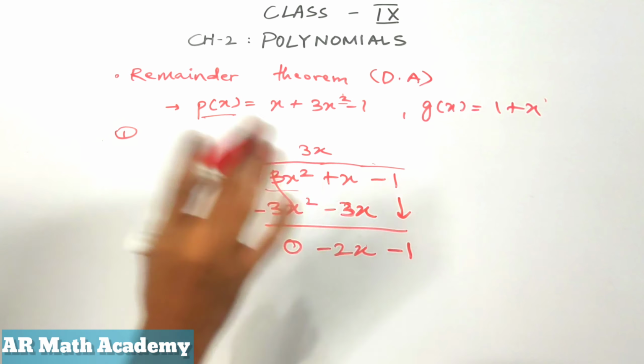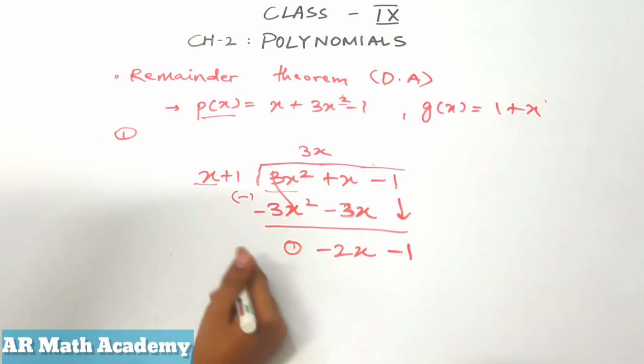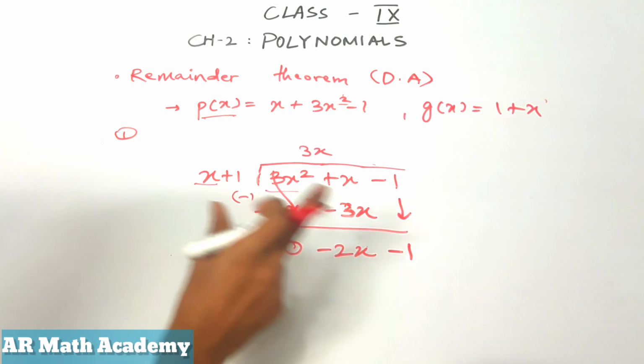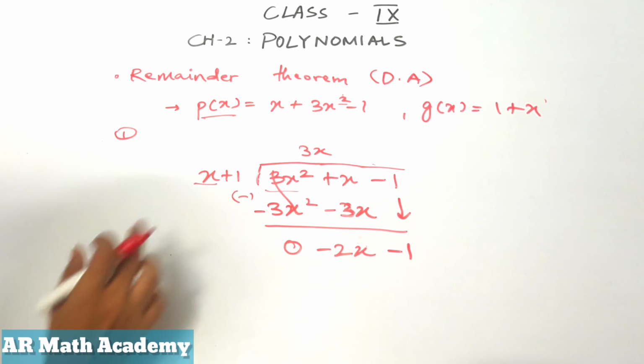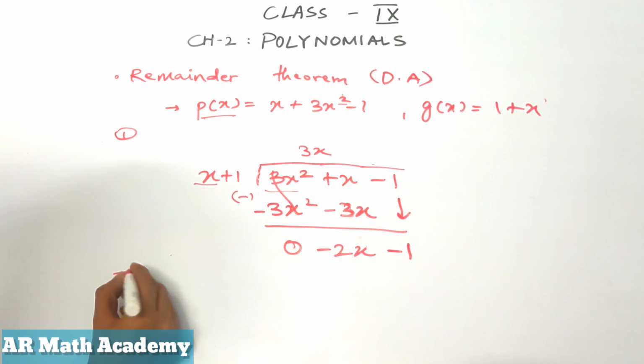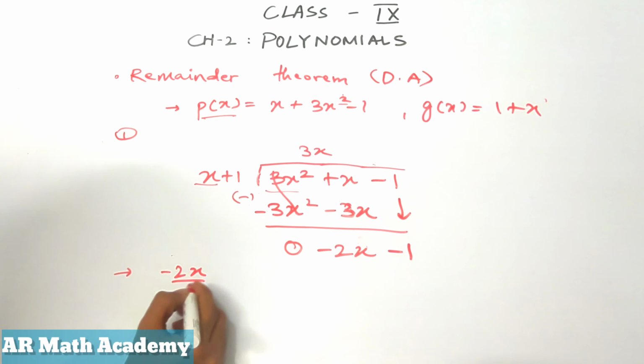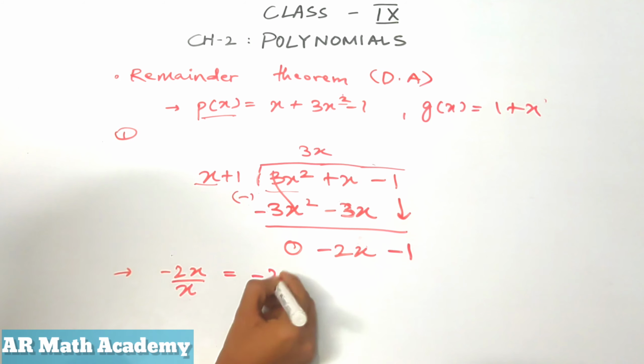Now what you are going to do is the same steps. Just take this as the new dividend. What you did over here, just follow those steps. Divide this minus 2x with the first term of the divisor. So what you are going to do over here is minus 2x divided by x. You will get minus 2.